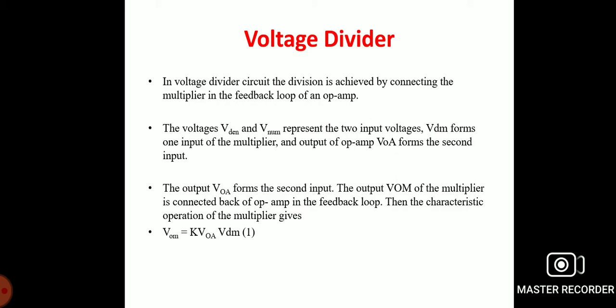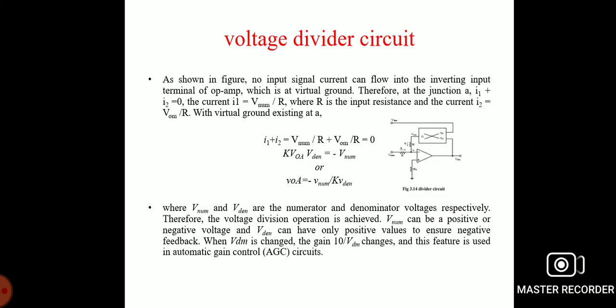Now let us move to another application. So here, the voltage divider circuit. The input signal current flows into the inverting input terminal of an op amp, which is the virtual ground. Therefore, at the junction, I1 plus I2 is equal to 0, and the current I1 is equal to numerator voltage divided by total resistance. So the gain of the output voltage is equal to numerator voltage divided by K into denominator voltage.